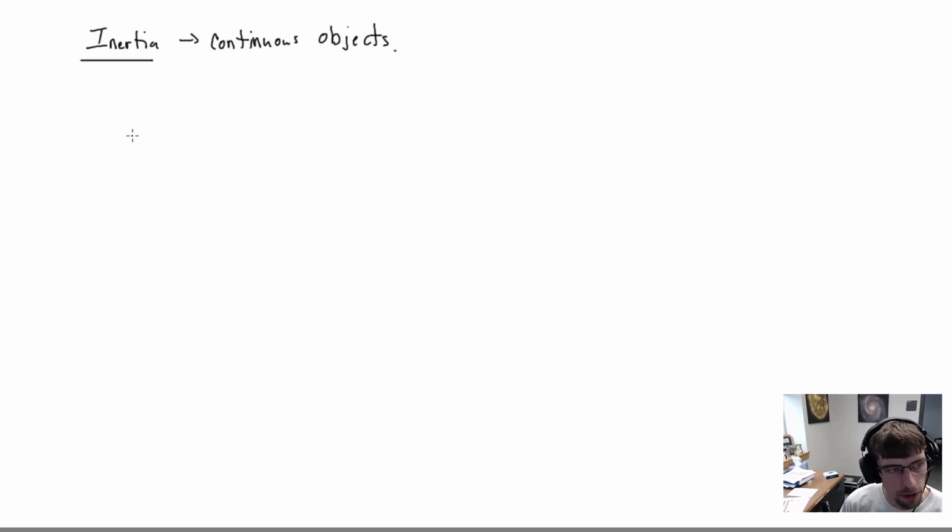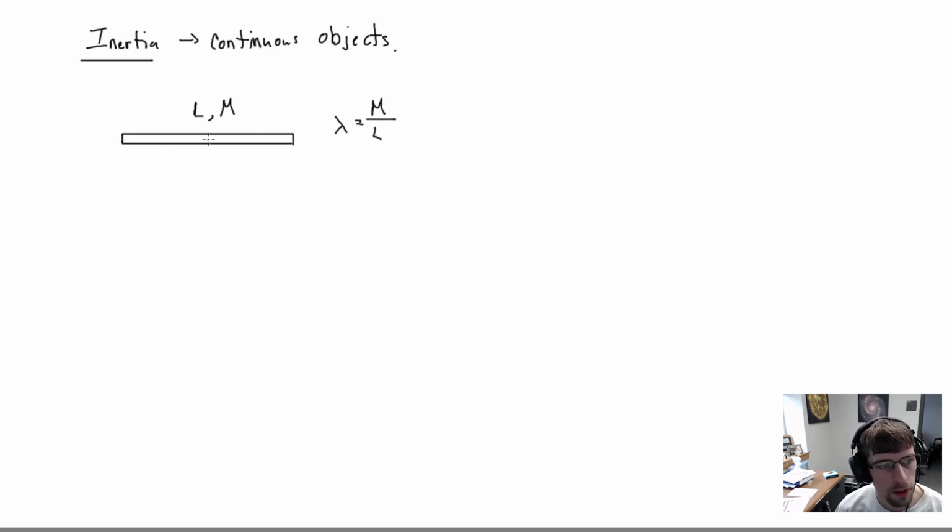So for an example, let's take a very thin bar. We'll make this a really thin bar that has some length, capital L, and it has a mass of capital M. And for the sake of making it easier right now, let's assume that it has uniform mass density. In other words, lambda will be equal to M over L.